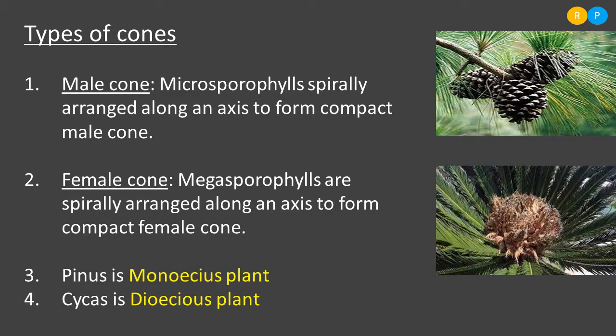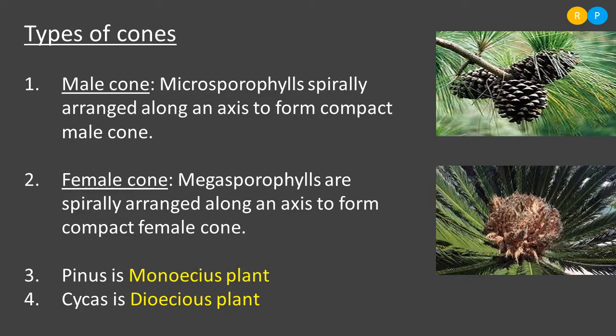Di means how much? Two. Clear? So dioecious plants consist of two different plants in order to produce two cones. That means the male plant is separate, the female plant is separate. Understood now? Yes. So the male plant produces the male cone, the female plant produces the female cone. Here the sexes are completely separate. Such plants are named dioecious plants.